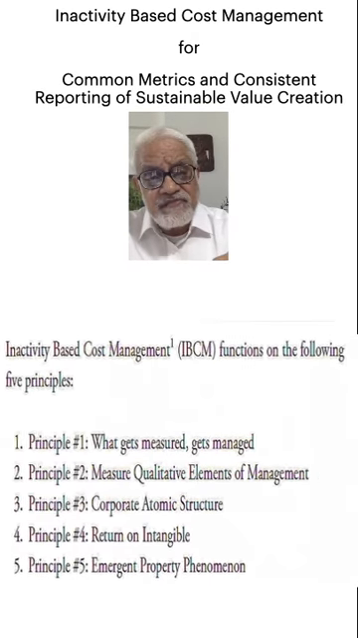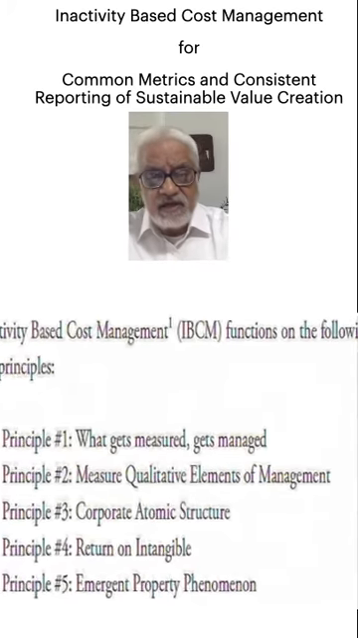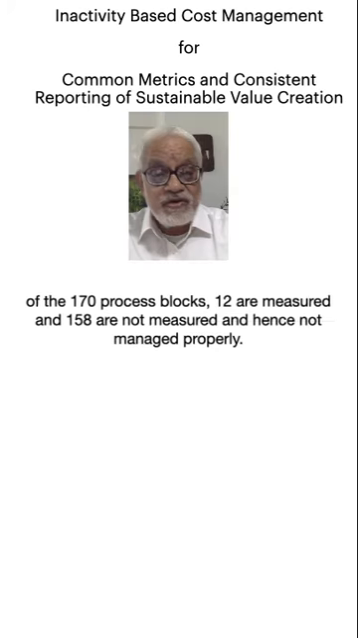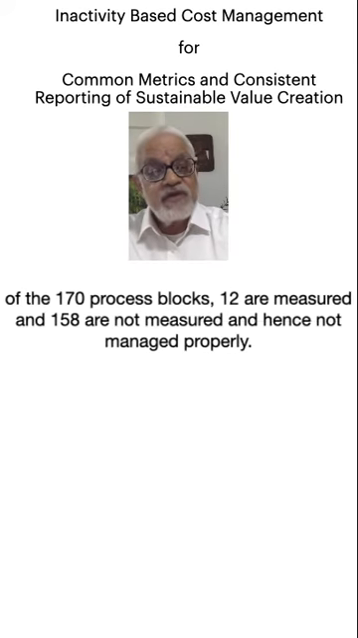Out of the 170 process blocks, which I had indicated in the CREAM report, 12 belong to quantitative elements of management. The balance 158 are qualitative elements of management, which contain how the board of directors function, how the independent director functions, code of business principle, code of conduct, UNGC, COSO framework, conflict of interest, conflict of personal interest, conflict of conscience, insider trading. All these form part of the 158. 12 are measured because they are quantitative. 158 are not measured, so they are not managed properly.